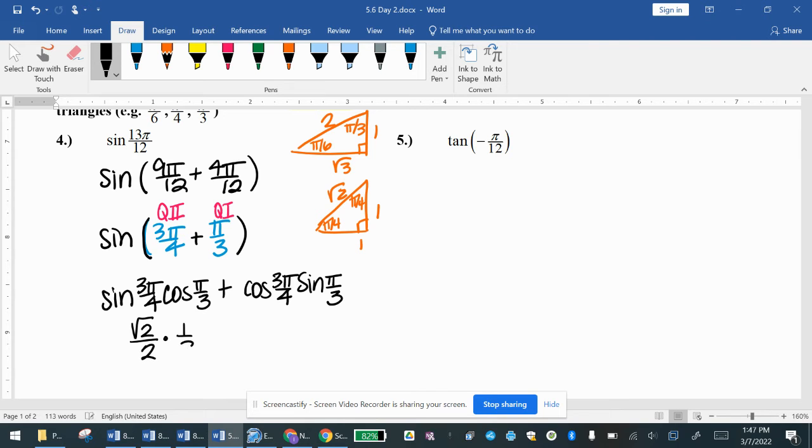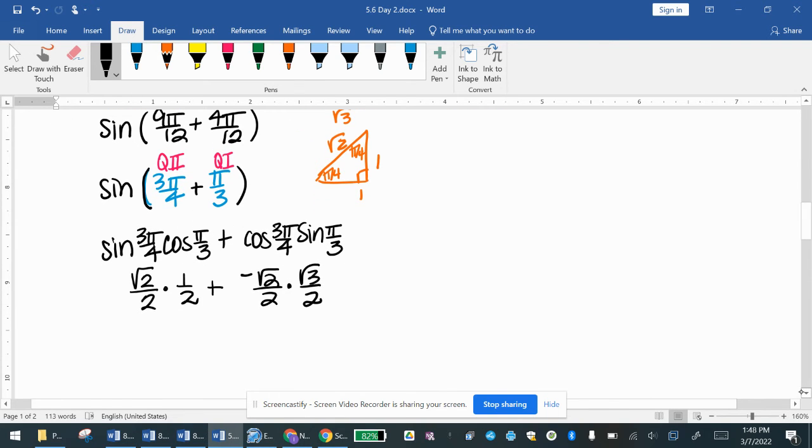Cosine of pi over 3 is 1/2, so that would go up here, right guys? Pi over 3, adjacent over hypotenuse, would give you 1/2. You're going to add that with cosine of 3 pi over 4. Remember that 3 pi over 4 is in quadrant 2 and cosine is negative in quadrant 2. Sine of pi over 3 is root 3 over 2.